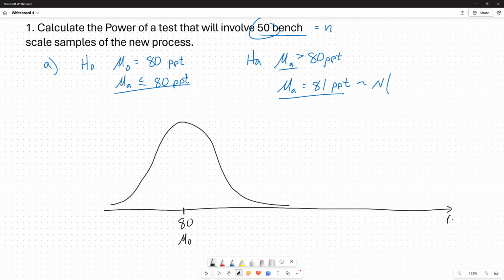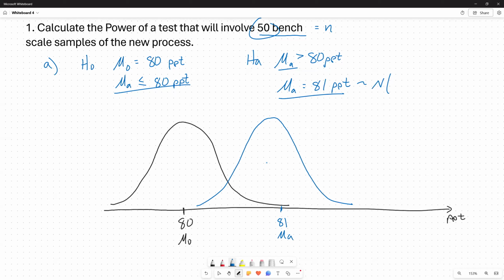Okay, so I'm writing this in a real scale here. So this is a scale of parts per thousand. So X instead of Z scores, right? And then what I want to do is, let's just say here's our alternative distribution that we're going to see what is the power of this if we're assuming that it's 81 parts per thousand for mu alpha. All right. Now, clearly these are going to overlap. We don't know how much they overlap based on the standard deviation.